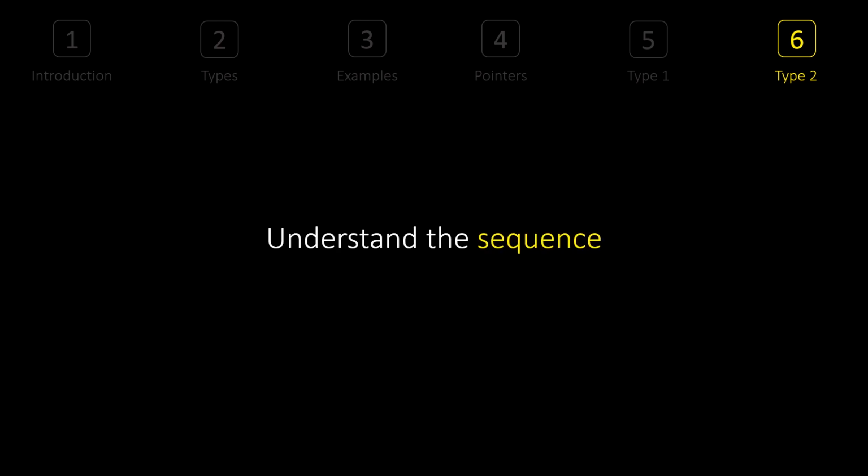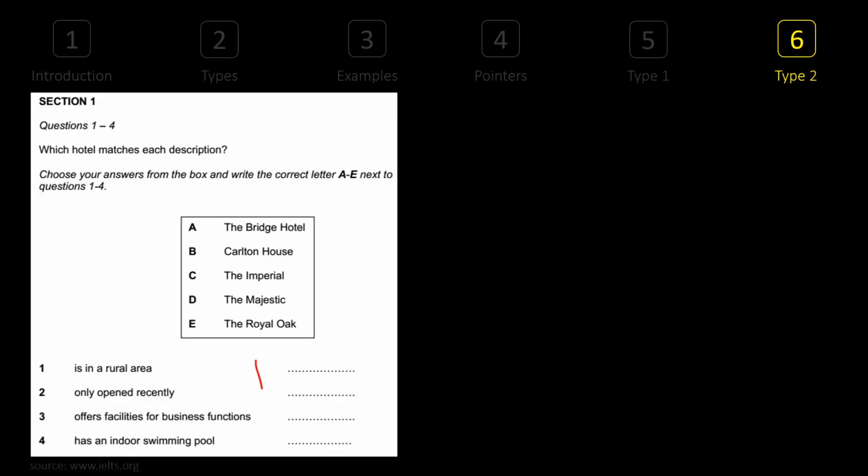Okay, good. Next one is please understand the sequence like we did in type 1. Sequence will be maintained here, not here. So they'll be talking about is in a rural area or only open recently, offers facility for business functions. Sequence will be maintained here, not here. You have to focus on that part. So first they talk about this and they provide you answer for that in the audio. Then they talk about this and answer for this one.